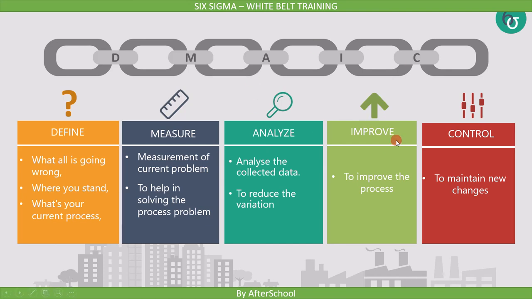Why do we need to improve? We need to improve because once you have analyzed the problem thoroughly, to solve the process problem, you have to improve the process. And lastly, why do we need a control phase? Once the process is improved, we need to maintain it. If we don't have control, then we will go back to the same stage in the future. And with this, we end this lecture here.